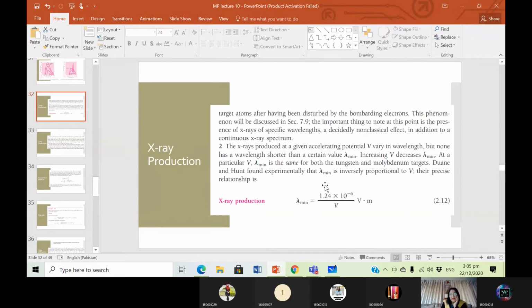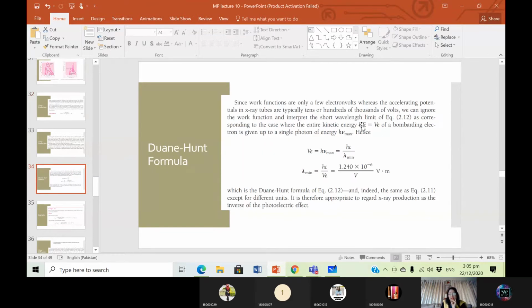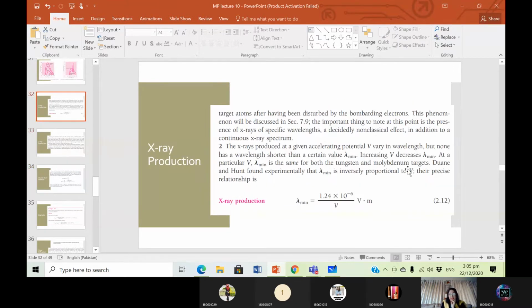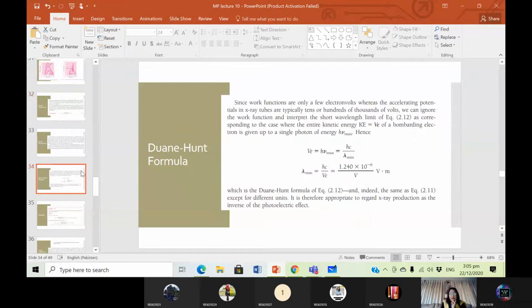That is exactly the same formula we said yesterday, okay? And today we are doing the small derivation of that formula. This formula is known as the Duane-Hunt formula. Why? Because the scientists Duane and Hunt were the ones who determined that lambda minimum is inversely proportional to the voltage. So these are the two scientists who discovered this formula. That's why it's known as the Duane-Hunt formula.